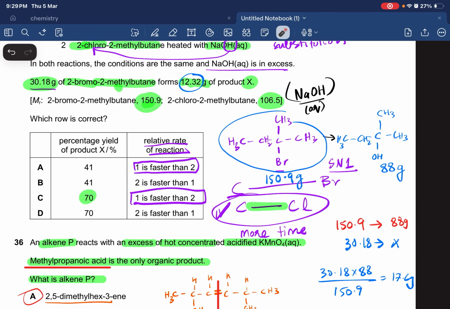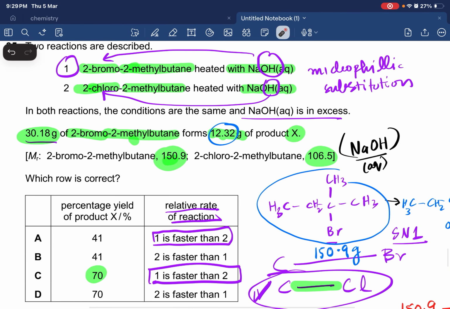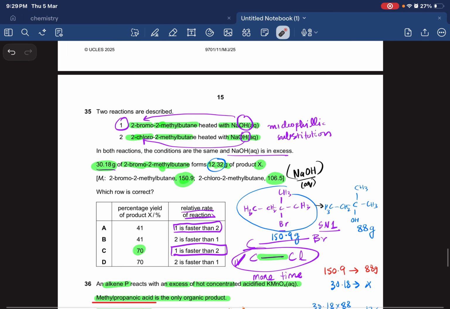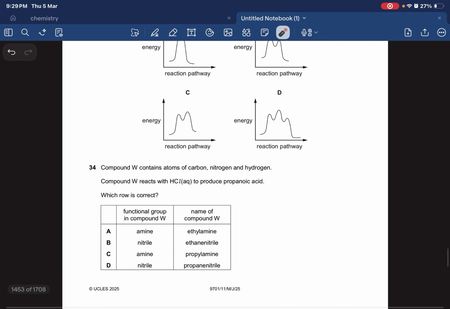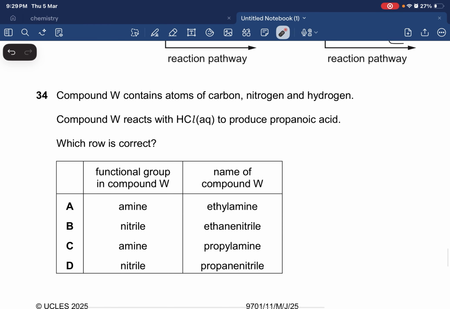Now the useless information over here, I'm telling you: 2-chloro-2-methylbutane. This information was useless. It was there to trap you guys. That's all. Those who fell for this, I don't know what they were thinking about. That was to trap you. Okay. Next.